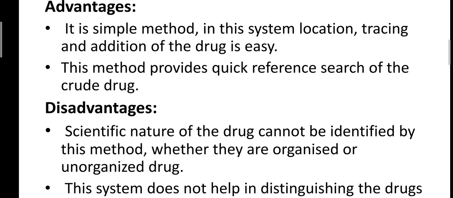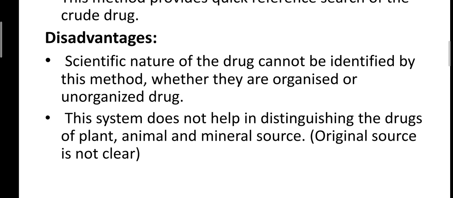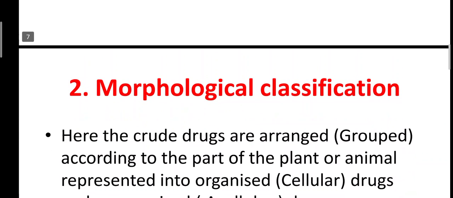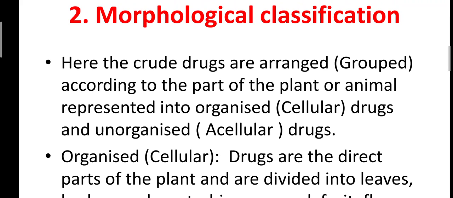This system does not help in distinguishing the drugs of plant, animal, and mineral source because the original source is not clear. Here we only mention the drug's name, like A for aloe, but we don't say whether it is a plant source, an animal source, or a mineral source. We only give the drug's name. These are the two disadvantages of alphabetical classification of crude drugs. Second, morphological. What does morphological mean? Plant parts. Let's see.